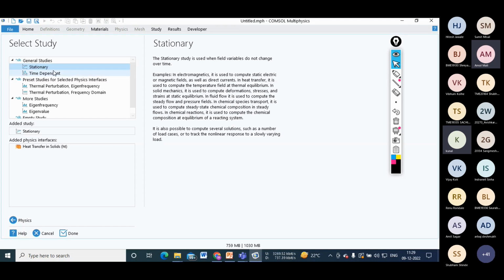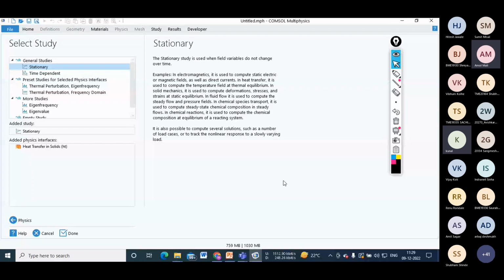यहाँ पर देखेंगे, if you click on the stationary, it will give information related to the stationary study. The stationary study is used when the field variable does not change over time. मतलब आपका जो टेम्परेचर है, the temperature is not varying with respect to time. For example, अभी 100 डिग्री सेंटीग्रेड टेम्परेचर दे रहे हो, whether that temperature is increasing with respect to time. If not increasing, that study you have to do with the stationary. If that temperature is changing with respect to time, at that time you have to use the time dependent model.